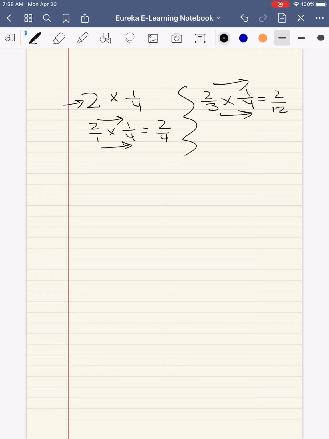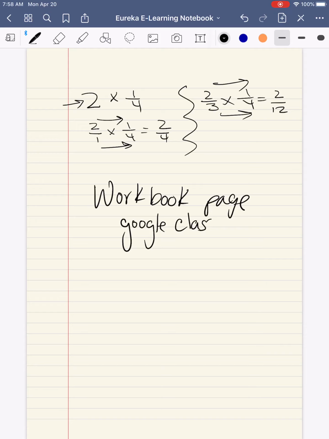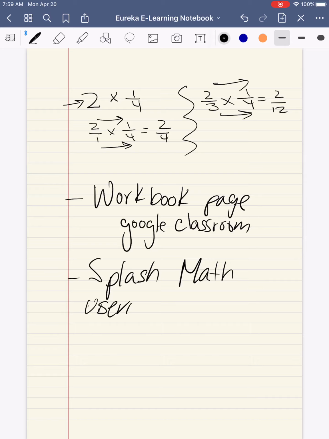But remember to do your work. You have a workbook page on Google Classroom that has to get done. You have an assignment on Splash Math. And easy for you guys, your username is going to be your first name and the first letter of your last name.